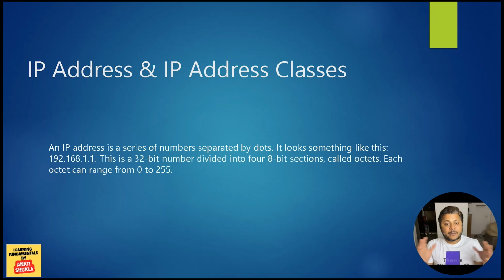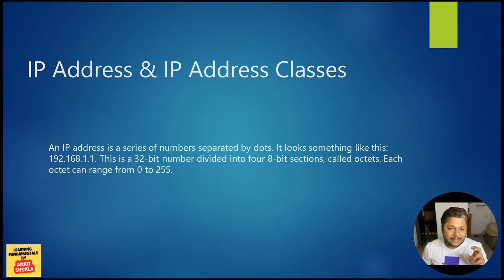An IP address is a series of numbers separated by dots. It looks something like 192.168.1.1. It's a 32-bit number divided into 8-bit sections called octets. So there are 4 octets, each octet has 8 bits, and each octet can range from 0 to 255.